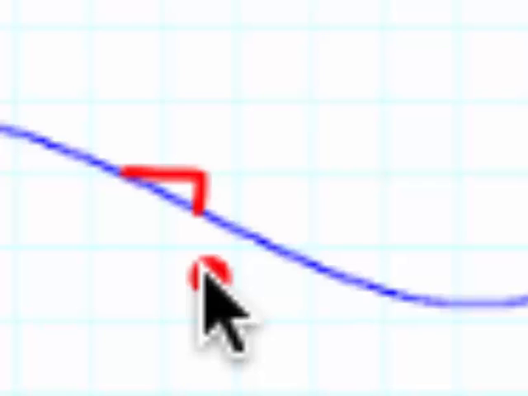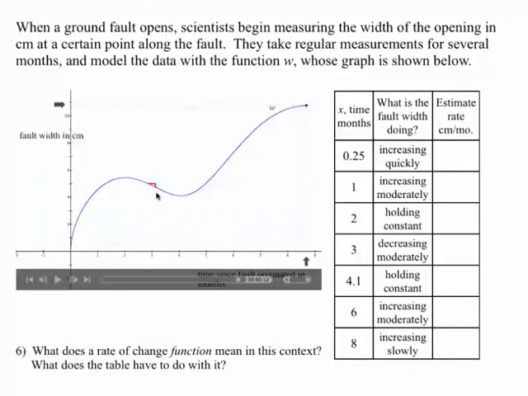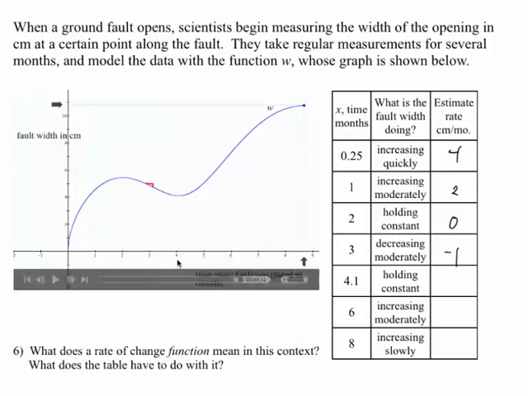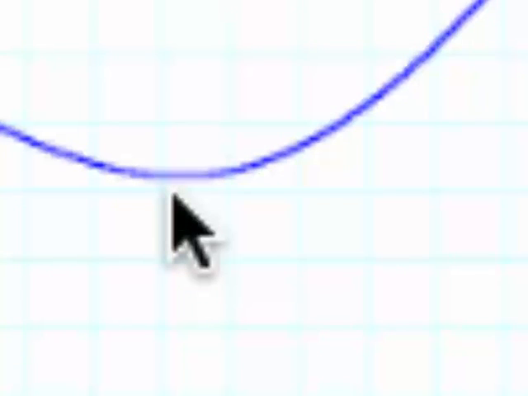What do you think? Negative 1. Is that what you got? Oh, all my things went away. So tell me what we had. 4. 2, 0, negative 1. Okay. 4.1. Estimate. Rate of change. 0.